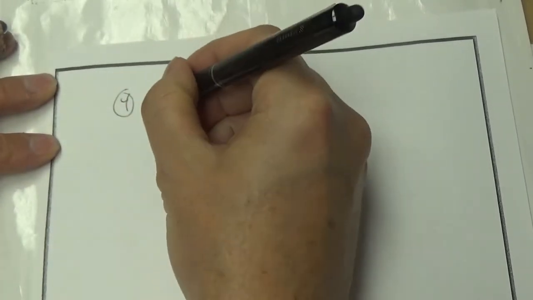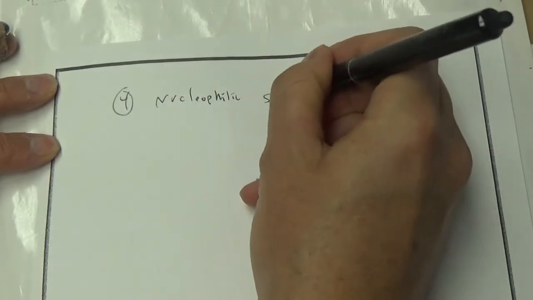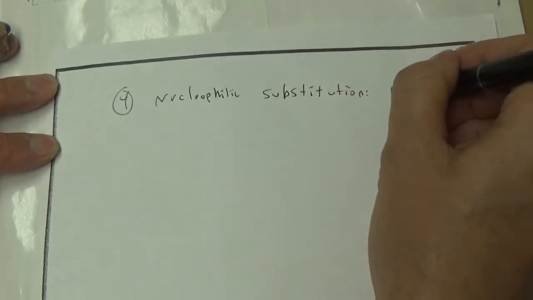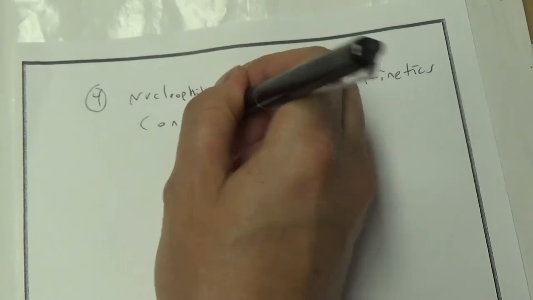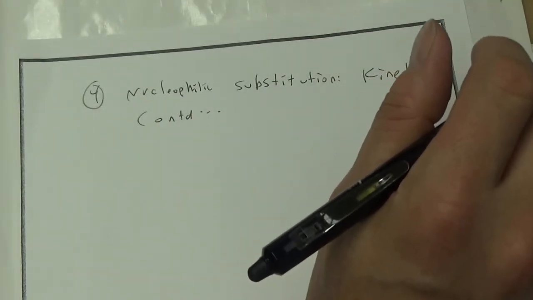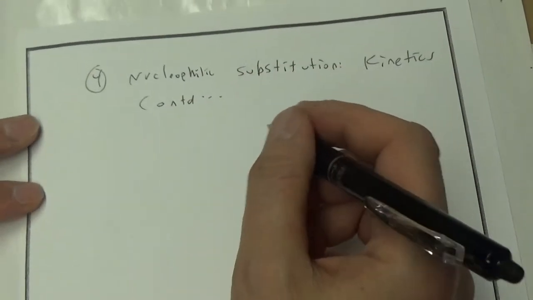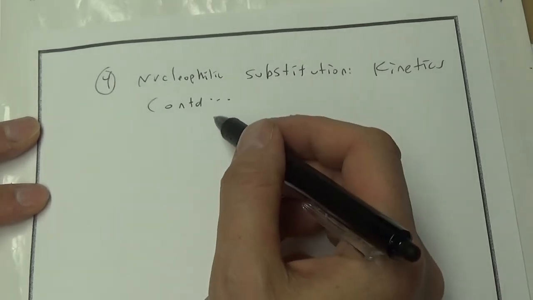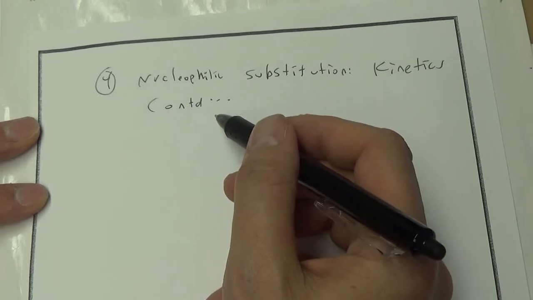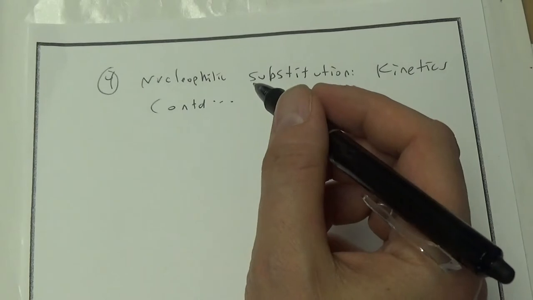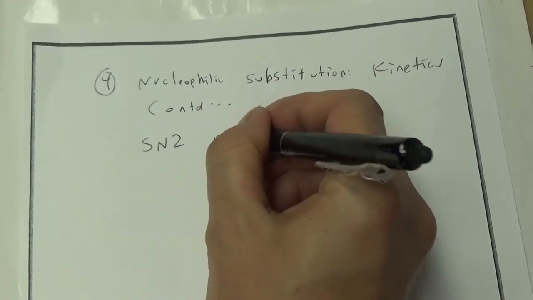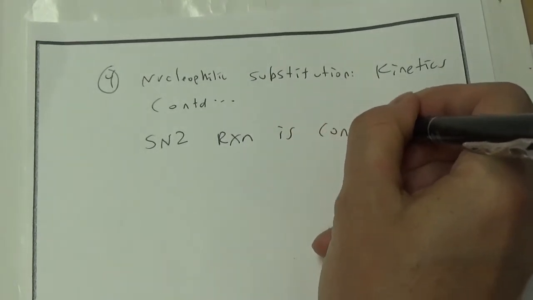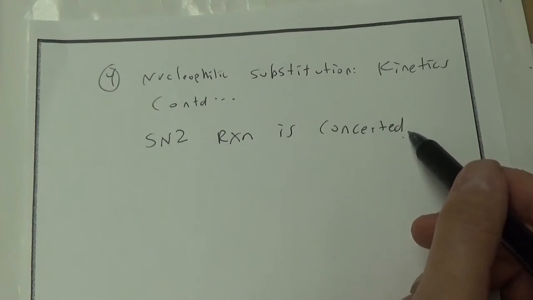Okay, so we're still on number 4, nucleophilic substitution and kinetics. We're going to talk a little bit more about the mechanism now. Knowing that it's a bimolecular reaction, meaning that the mechanism involves the substrate and the nucleophile in the rate-limiting step, the mechanism of the SN2 reaction is called concerted. You'll see that it involves both the substrate and the nucleophile in the same step.